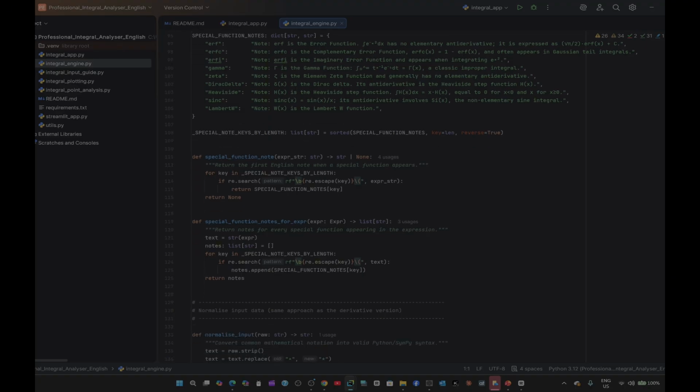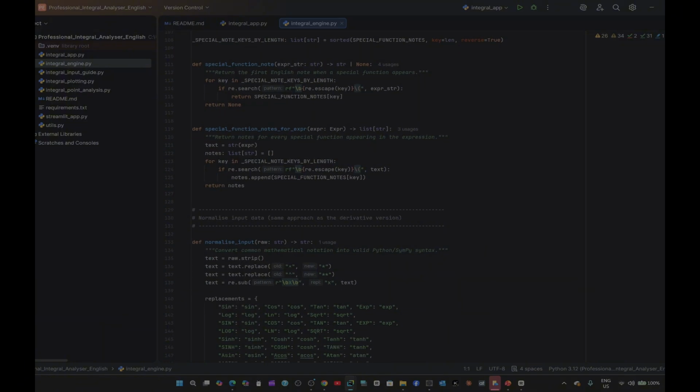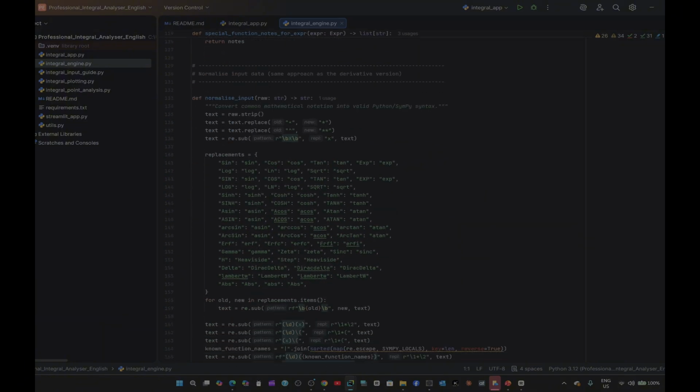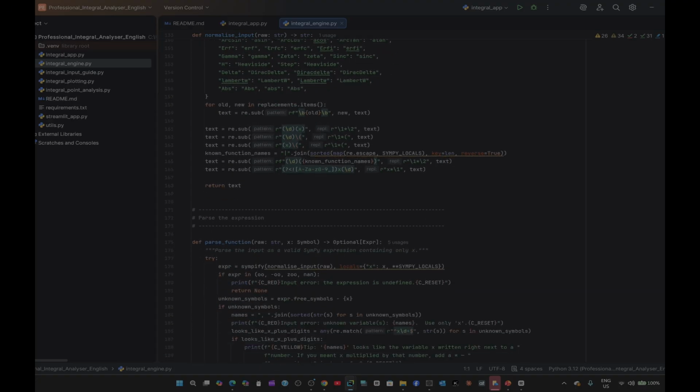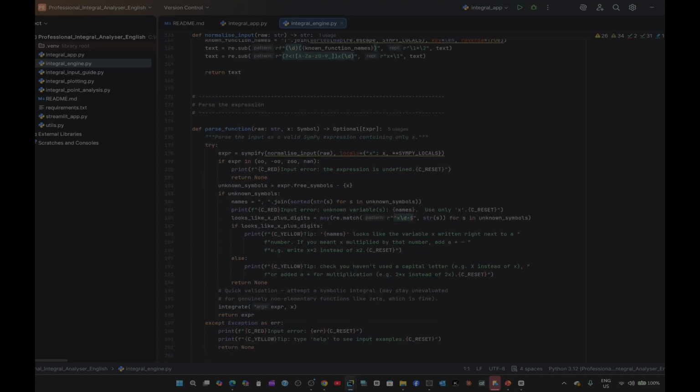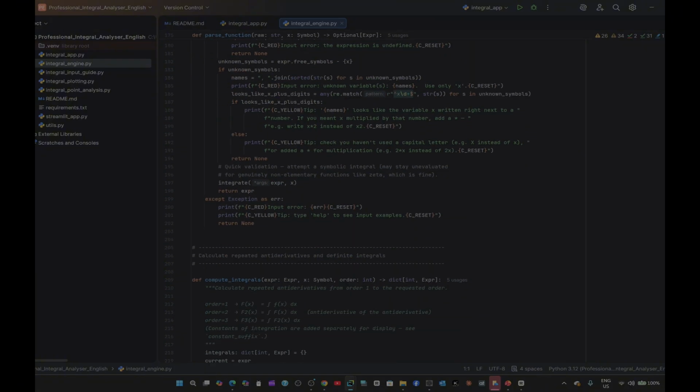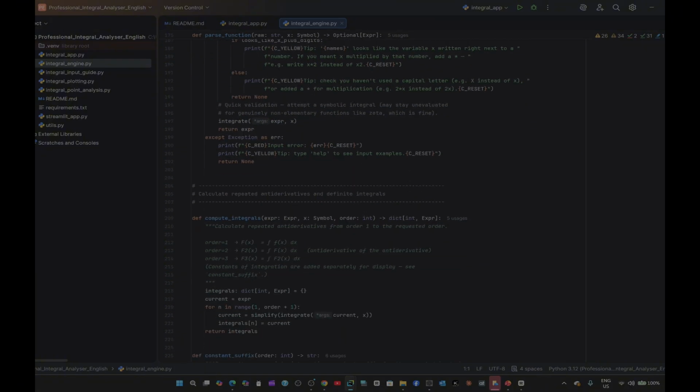You just follow the instructions, right? And then you can see the whole list of special functions. People have to see things like Dirac delta, Heaviside, gamma, zeta. You return the text from this part. You parse the function, see what sort of functions we have. Right, so the error input.